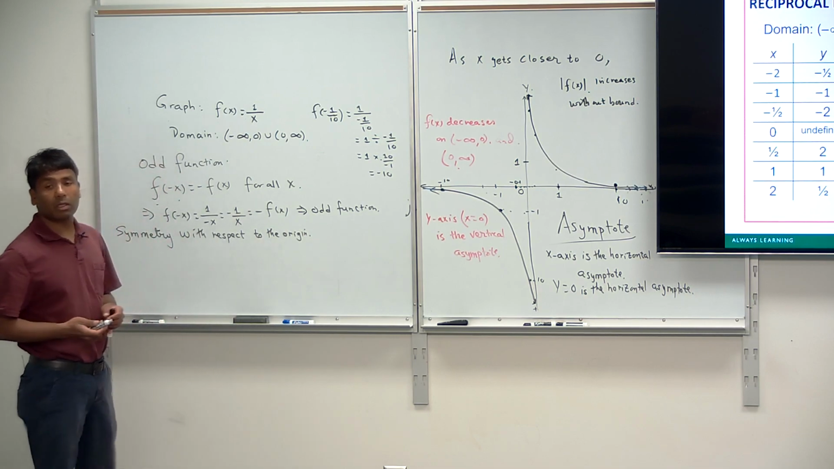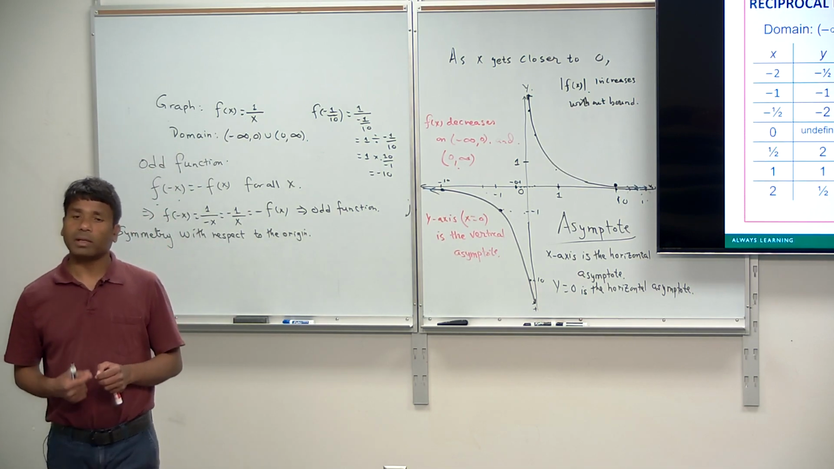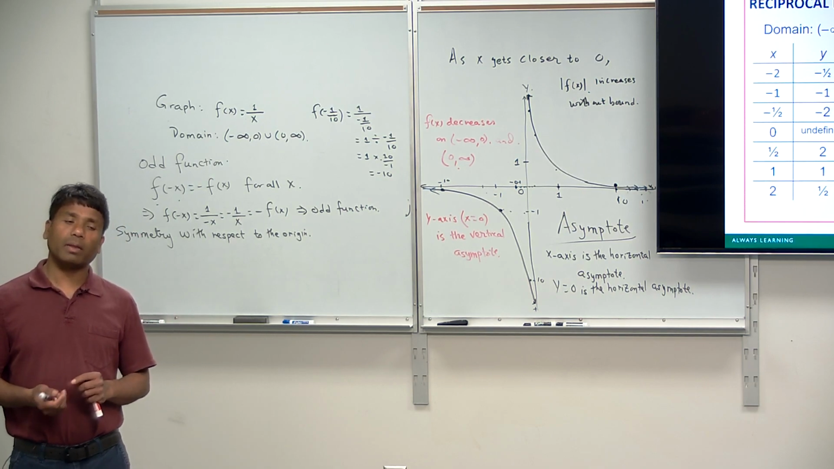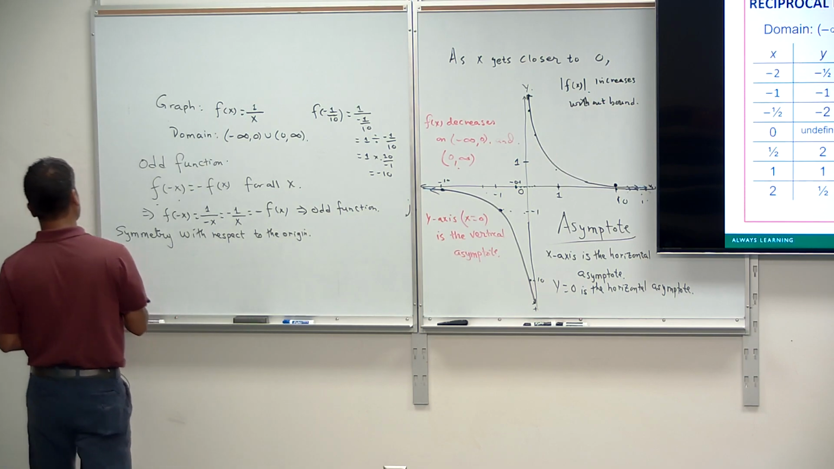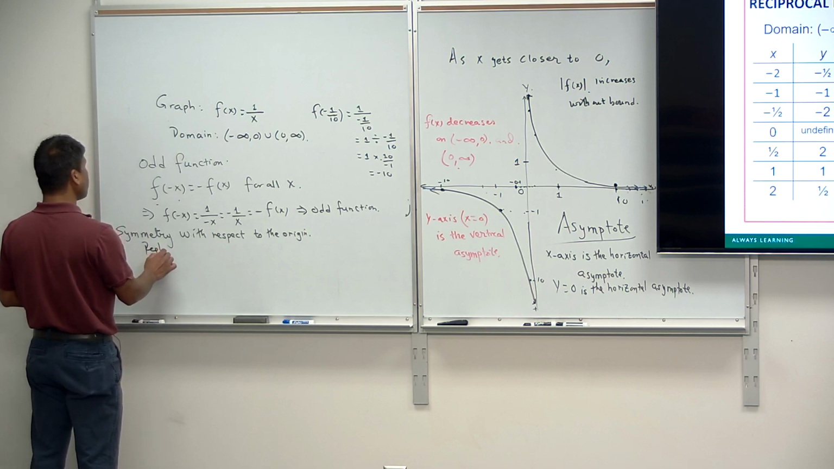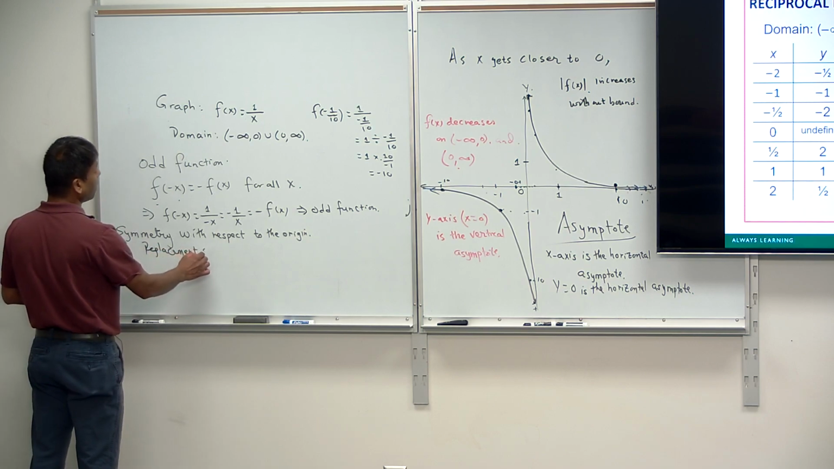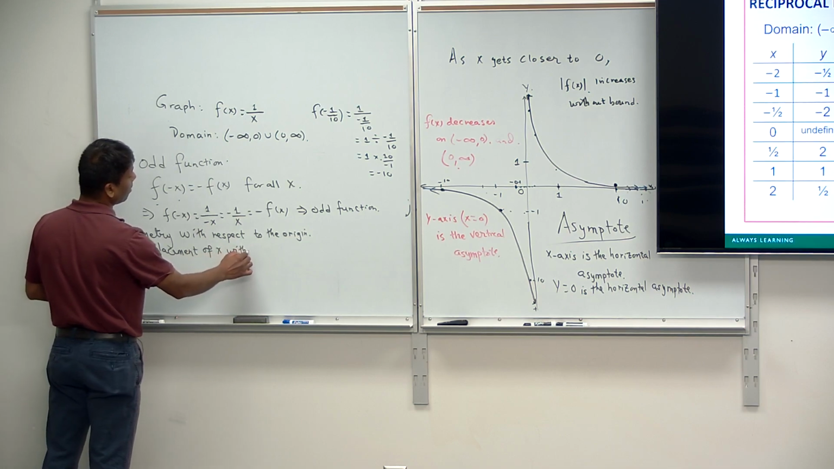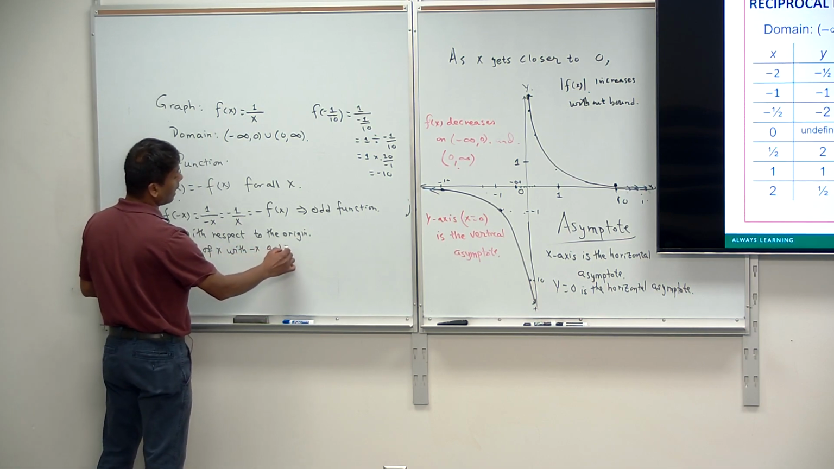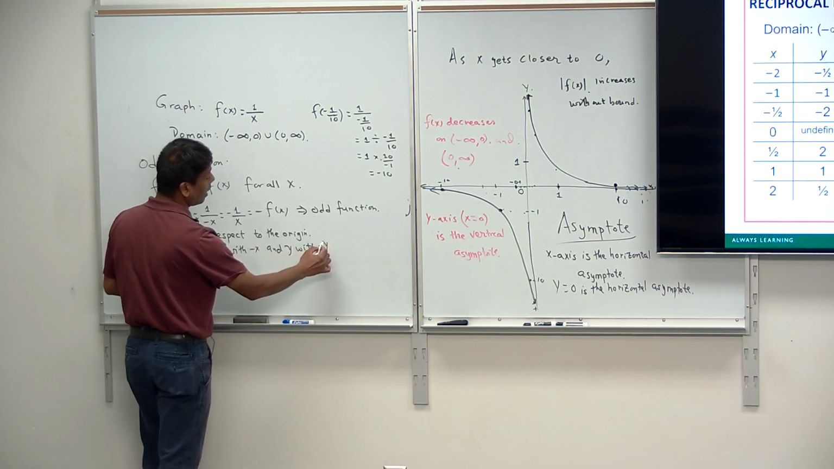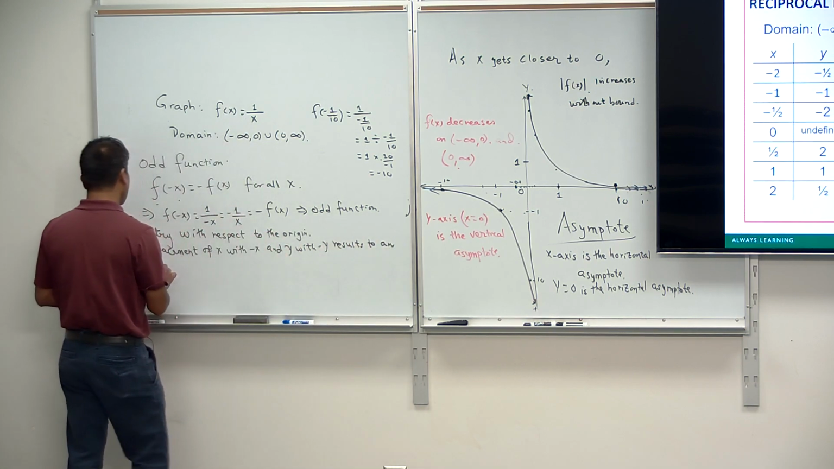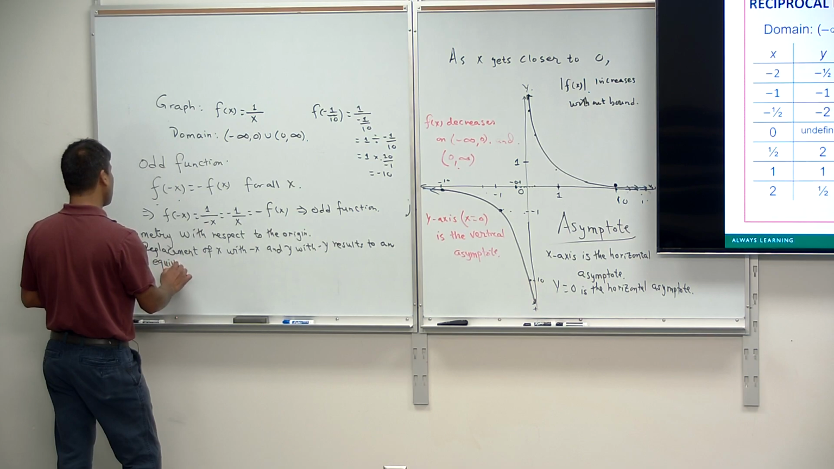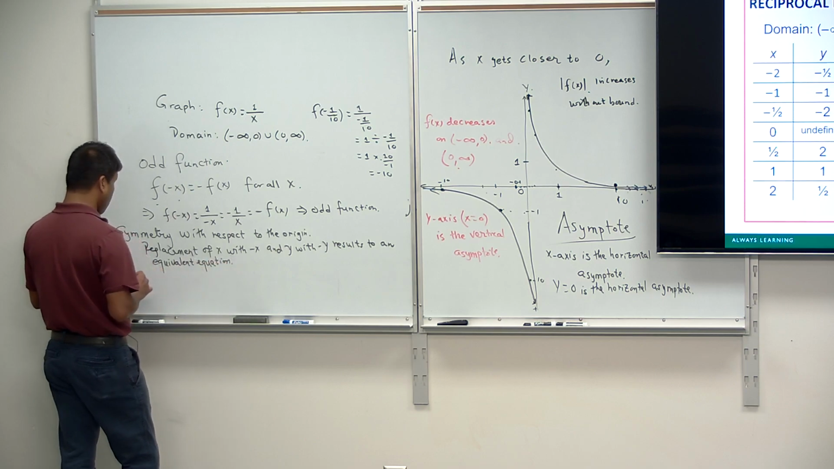Right? So that means the replacement of x with negative x and y with negative y results in an equivalent equation. Remember that? Replacement, what does that mean? Replacement of x with negative x and y with negative y results in an equivalent equation. So now you see that?